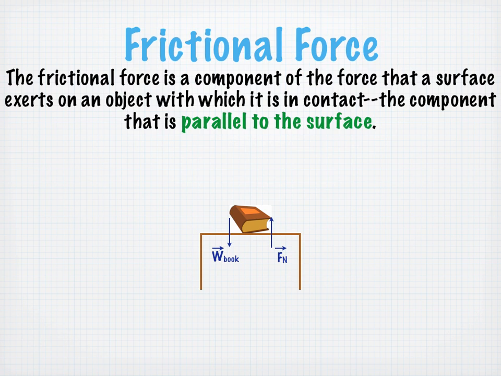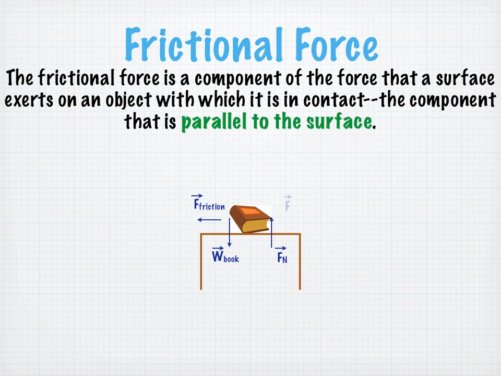So with our book on the desk, the normal force from the desk is directed upward, perpendicular to the desk and opposing the weight of the book. The frictional force is the parallel component of the contact force from the desk to the book. So any frictional force from the desk to the book will be directed parallel to the surface of the desk.